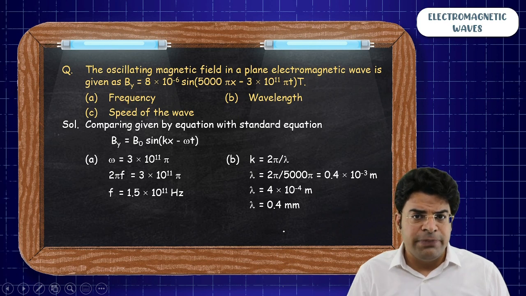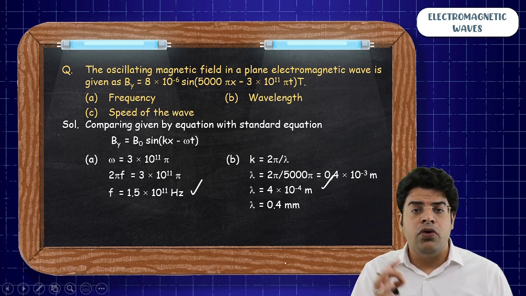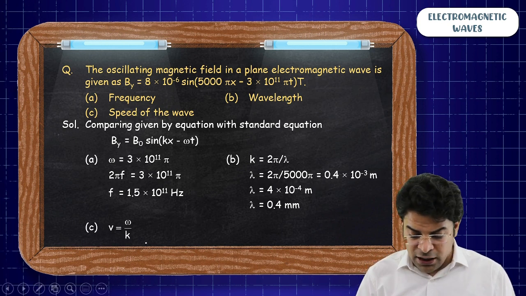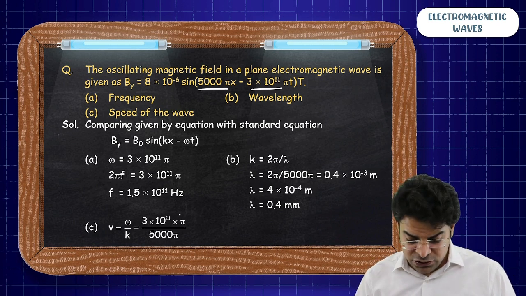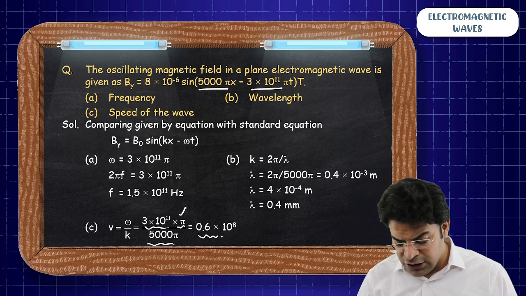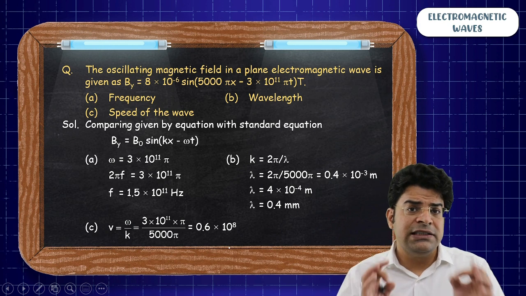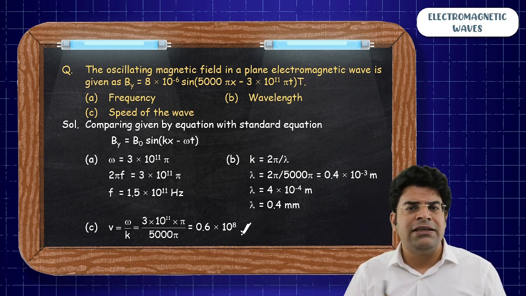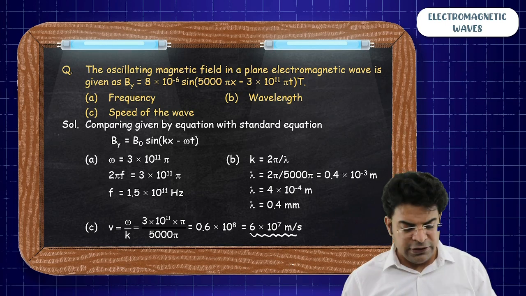Now to find the speed, simply multiply frequency with wavelength or use v equals omega by k. So we know that v equals omega by k. Omega we know, k we know. If we divide them, we will get the speed. So you get 3 into 10 to the power of 11 pi upon 5000 pi. So this is 0.6 into 10 to the power of 8. Definitely, since the speed is not 3 into 10 to the power of 8, this is not vacuum. This is some other medium. So this speed is the same as 6 into 10 to the power of 7 meter per second.